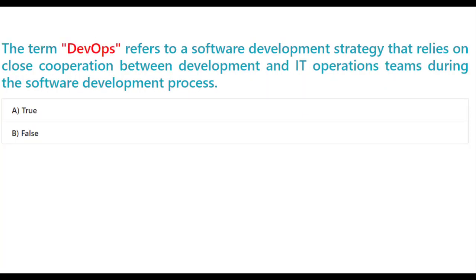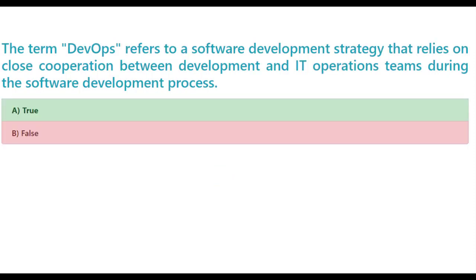The term DevOps refers to a software development strategy that relies on close cooperation between development and IT operations teams during the software development process. A. True. B. False. The correct answer is A. True.